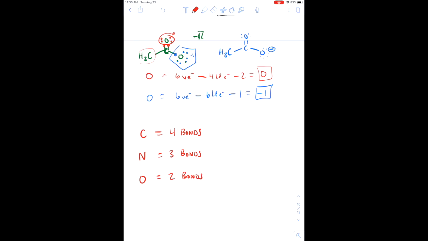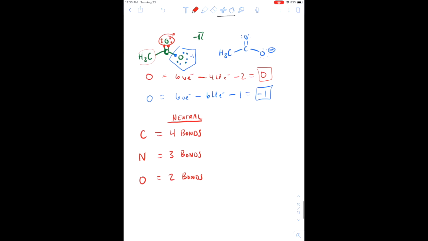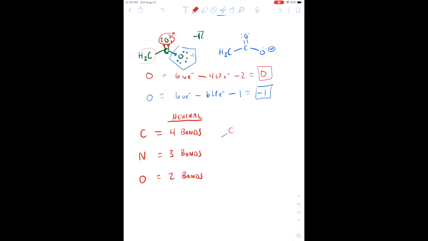So what happens if we deviate from that, right? So what we can do is kind of classify this as what's normal and say this is what they would have when they are neutral. Okay, but what if they're charged? What if they have a formal charge? So carbon with 3 bonds here, and then carbon with 3 bonds here, but with a lone pair. Okay, how are they going to differ? Nitrogen with 4 bonds, and then nitrogen with 2 bonds, but 2 lone pairs.